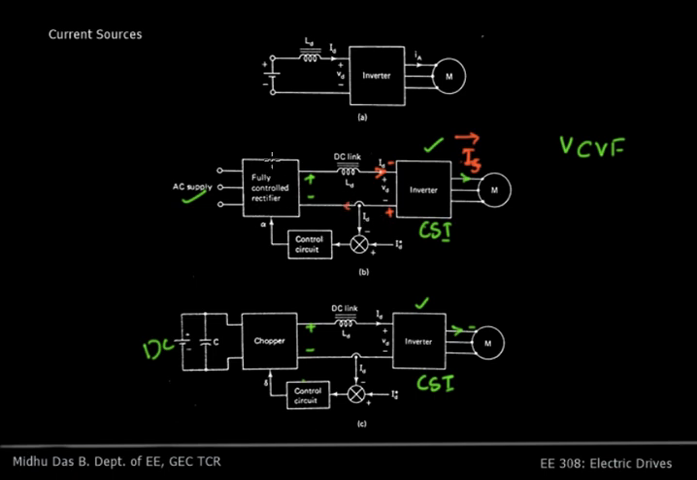So what should be the change here? This will be behaving as an inverter then. Okay, so the polarity will be like this. With alpha greater than 90 degree, what will happen? This will be feeding back power to the AC supply.